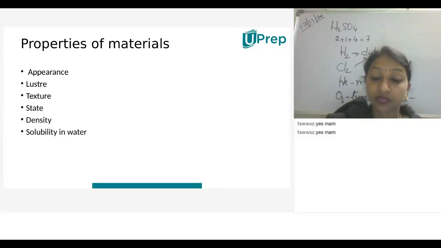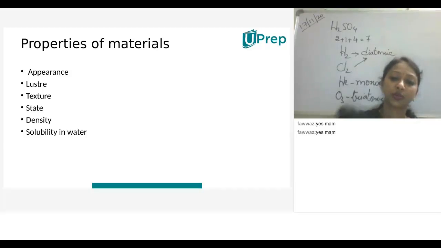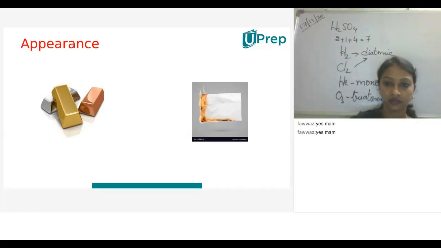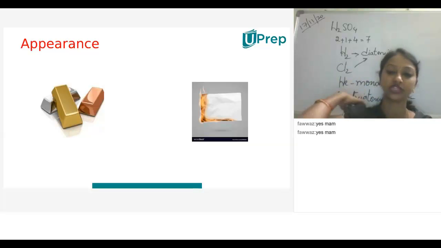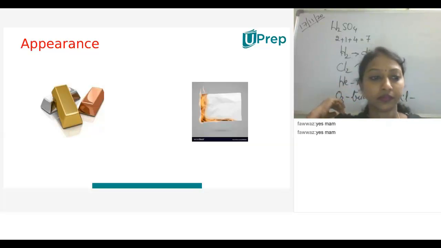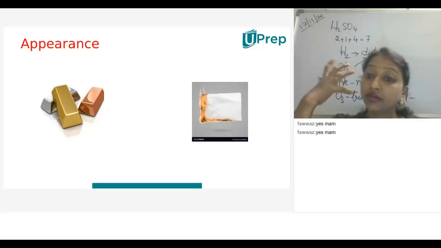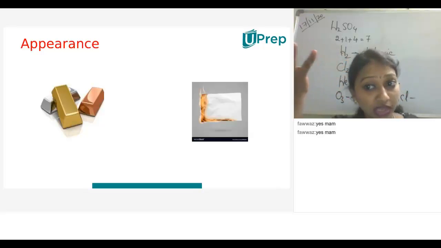Properties of materials. Based on these properties, how does the classification take place? Right? First one, appearance. What is the first property, children? Appearance. What do you mean by appearance? By what we visualize.